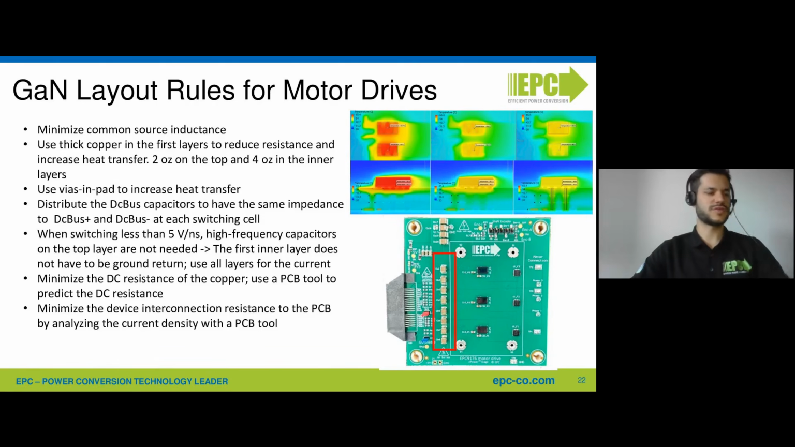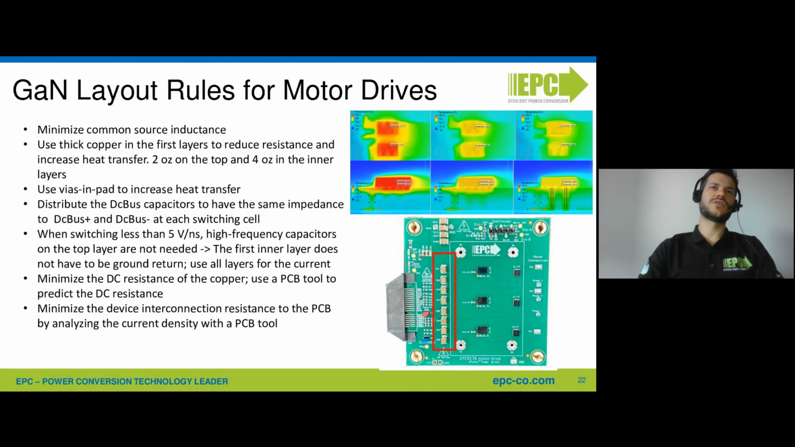In the case of motor drive inverters, as in the case of other applications, it's important to minimize the common source inductance. The common source inductance is the inductance which is present in the path of the source of the device in the loop of the gate driver, and it's the one which is more responsible for switching losses because it's slowing down the transitions and it's producing only switching losses. And this is something that is related to the layout, but is then linked to the electrical side.